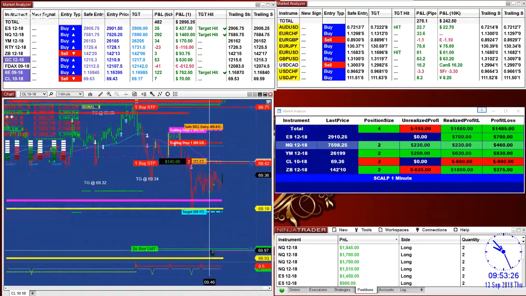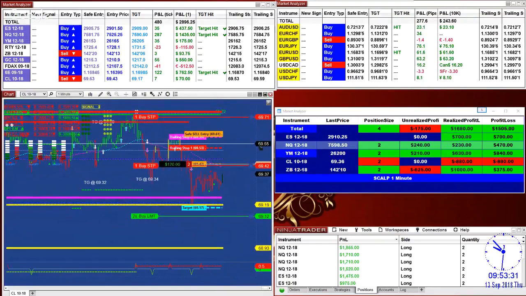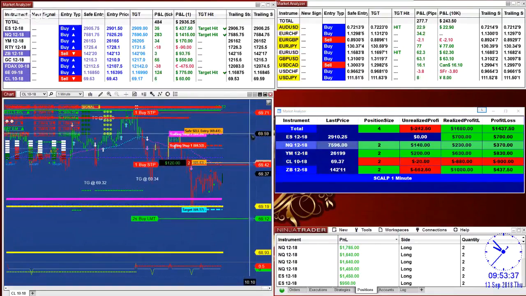But for me, I always try to extend the target manually, because sometimes you can get much more. If this market is trending, there is good potential for much more on the trade.